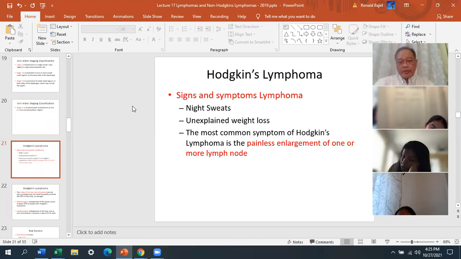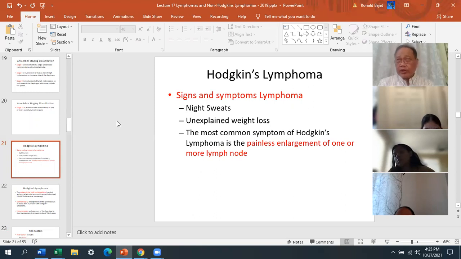Signs and symptoms of Hodgkin's lymphoma. The patient experiences night sweats, unexplained weight loss, and the most common symptom of Hodgkin's lymphoma is painless enlargement of one or more lymph nodes. So make sure you know that that's the most common symptom. And that's why I have it in red there, okay?